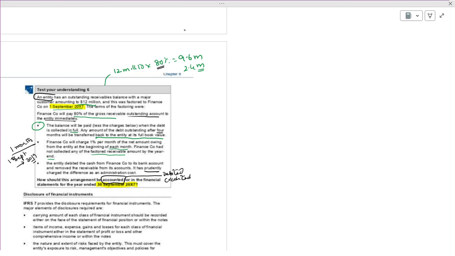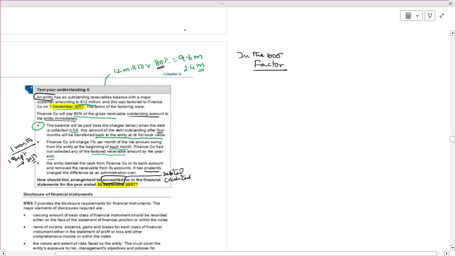Fine. Now, how much is the company earning? We are doing this in the books of the factor. Is it right? In the books of the factor. Now, in the books of the factor, what's happening? How much cash are you giving? 12 million? No. How much cash are you giving?